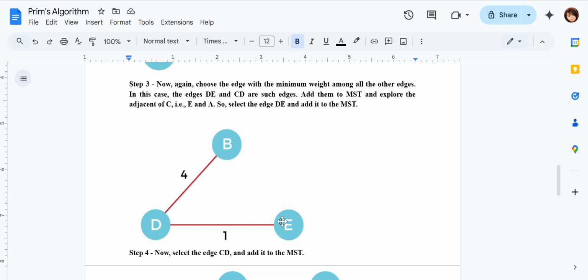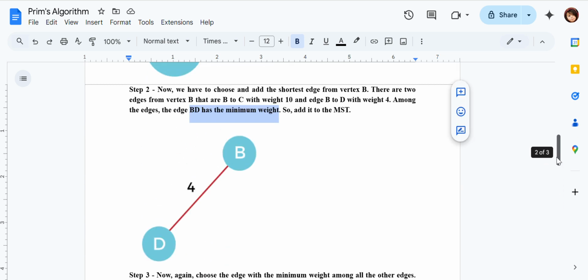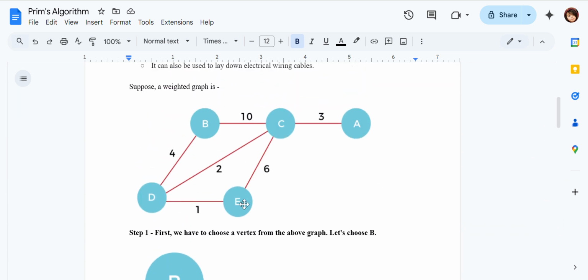Now you go with E. What are the adjacent vertices of E? Go to the original graph and see. From E I can travel to C and D. D is already included, so I can only take up C.